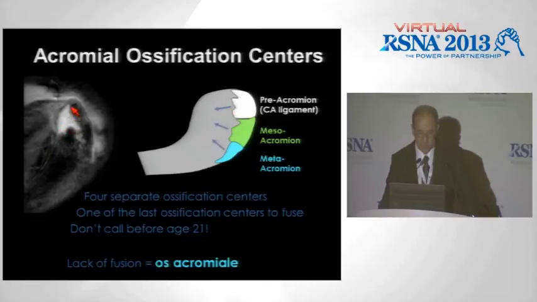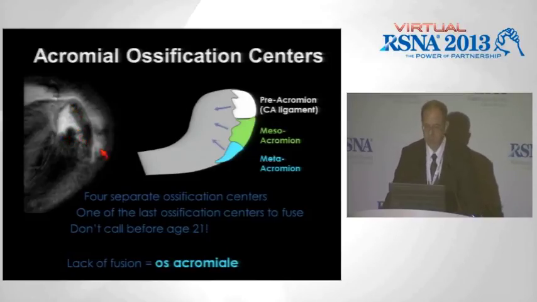And here's some residual cartilage left in a younger patient. So this is one of the last ossification centers to fuse. So if it's before age 21, generally don't call an os acromiale.